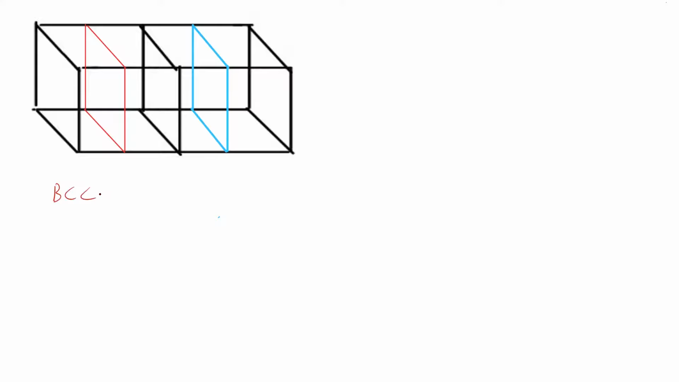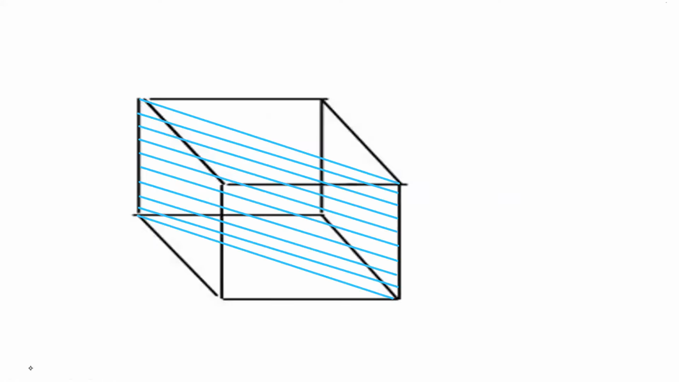Now it is BCC. Successive planes we have shown. It is coming under 2 0 0 planes. The distance between successive planes you get by using the formula and substituting these HKL values. Okay. Next we considered like this.